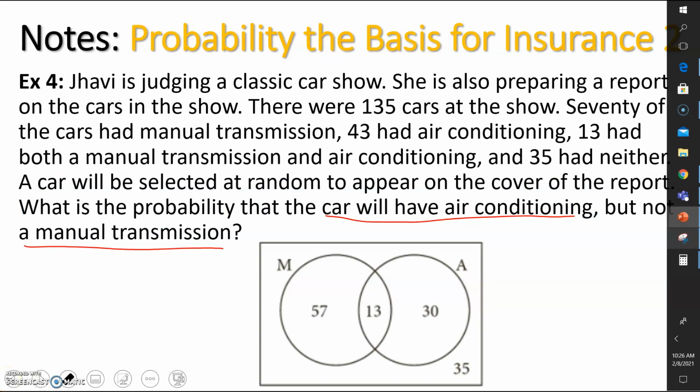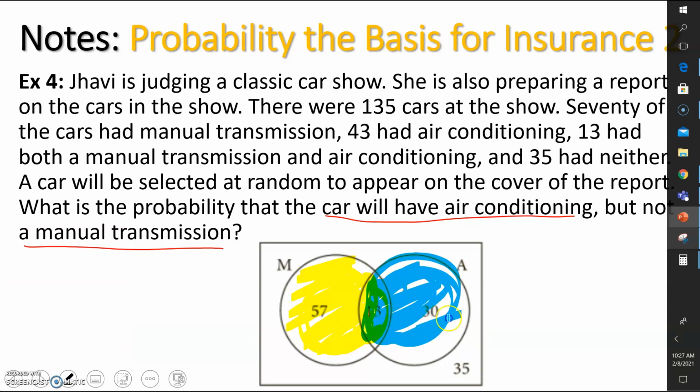All right, so we want the probability here that we have air conditioning, but no manual transmission. Now, the manual transmission is represented by this first circle here. So these are all manual transmissions. And our air conditioning is represented by this circle. And then, of course, the section that is colored in our Venn diagram, that's the one that has both. So we're going to be looking at a slightly new notation here.